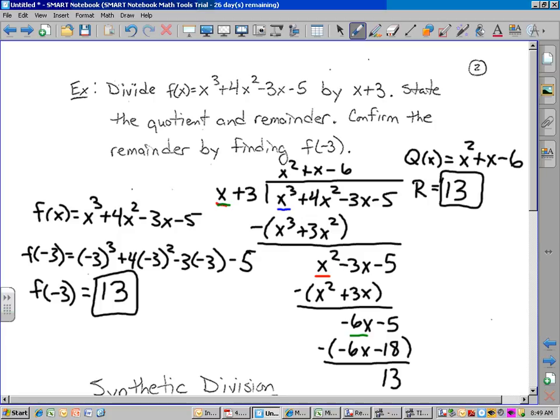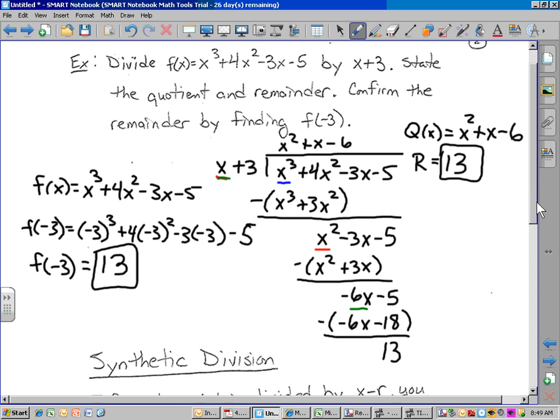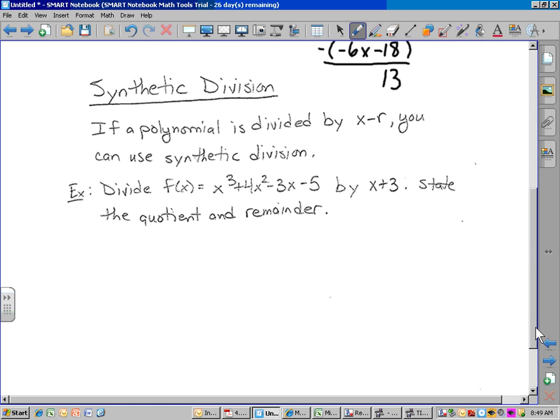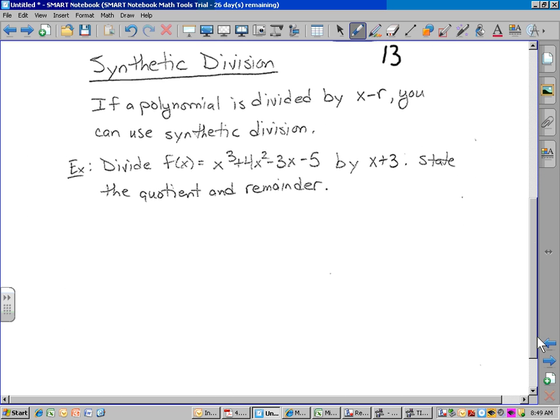Again, we have no idea what the quotient would be if we didn't actually do the long division. And I agree, finding the remainder of 13 is a heck of a lot simpler by finding f of negative 3 than it is by doing this long division. So is there an easier way? If it's of the form x minus r, there is. And that is called synthetic division. If a polynomial is divided by x minus r, you can use synthetic division.